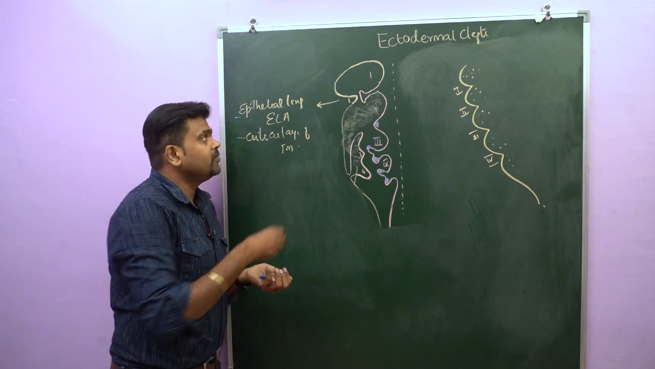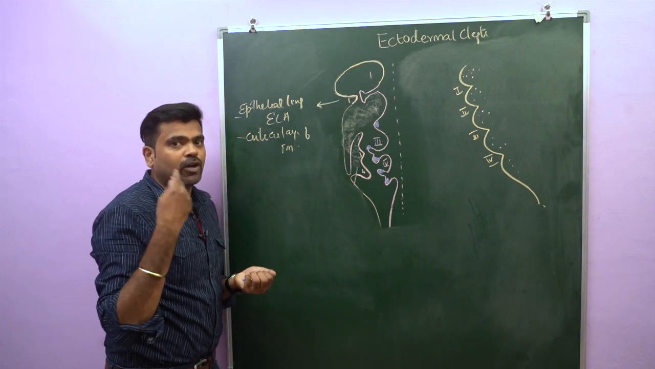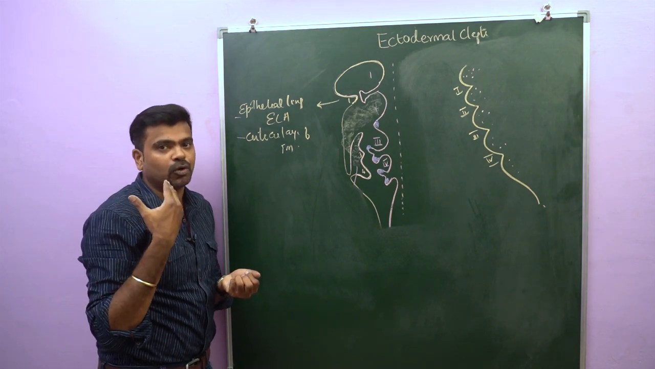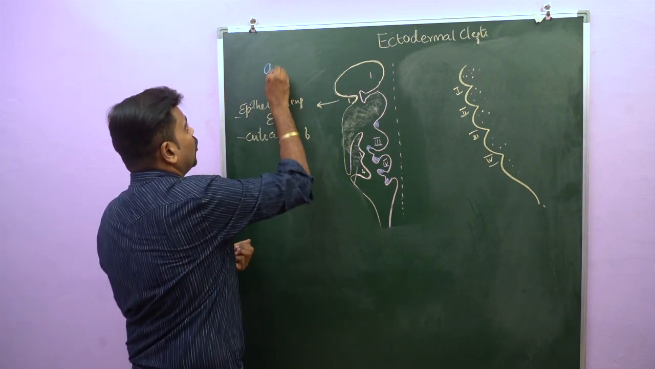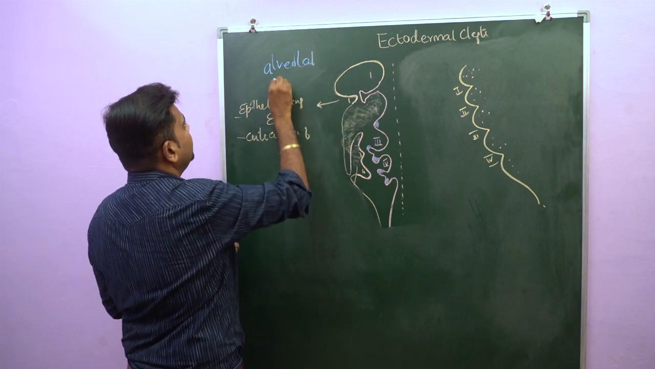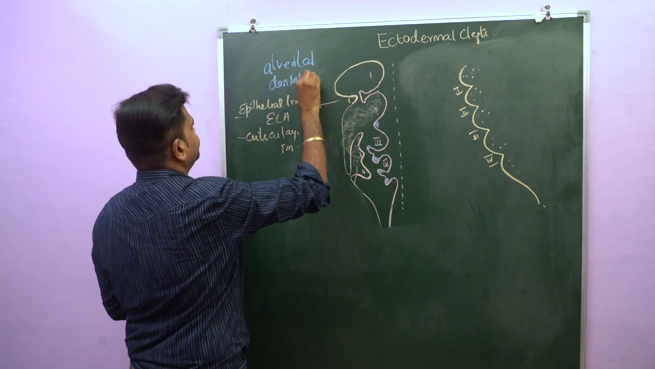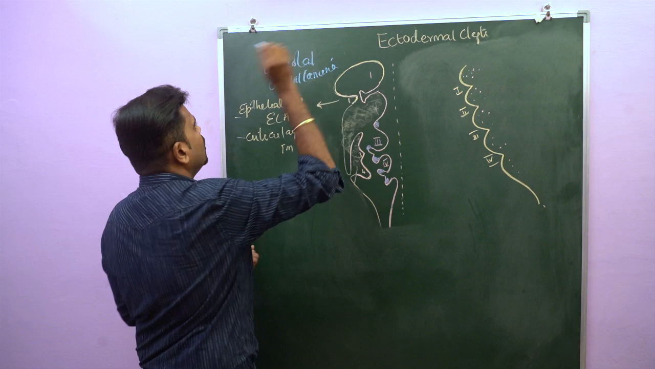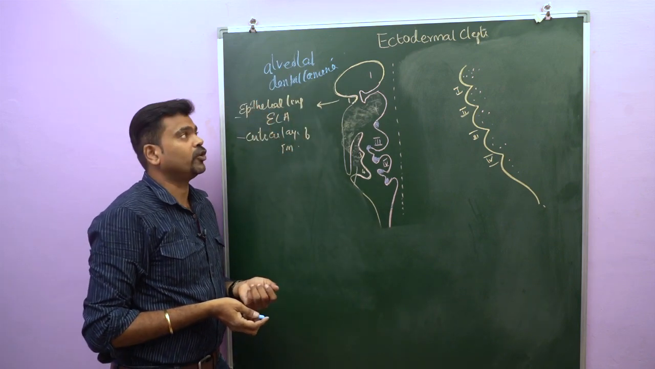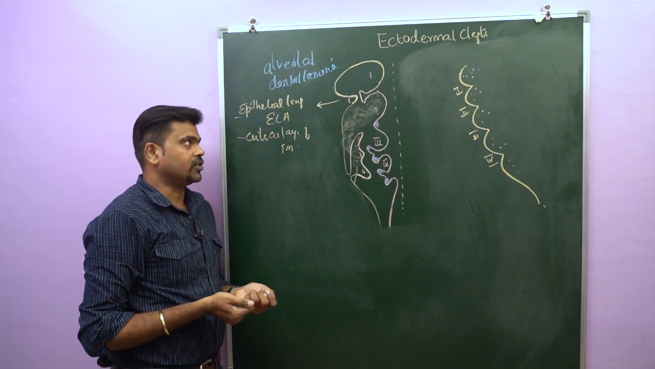And then the ectoderm which covers the first pharyngeal arch is involved in the formation of the skin of the upper jaw and lower jaw, and also in the formation of the alveolo-labial sulcus and dental lamina. So these are the derivatives which arise from the ectoderm which covers the first pharyngeal arch.